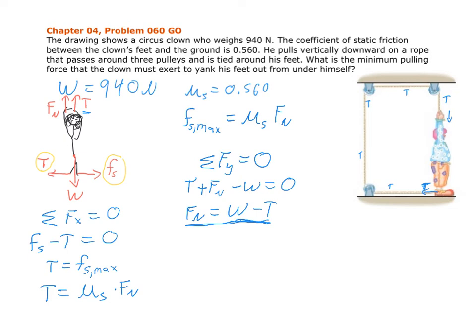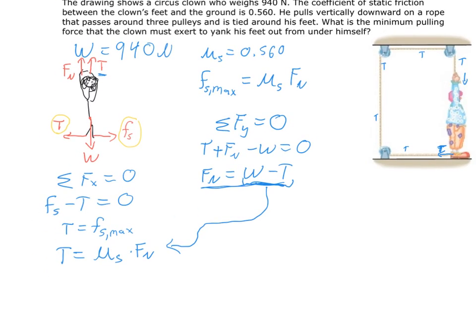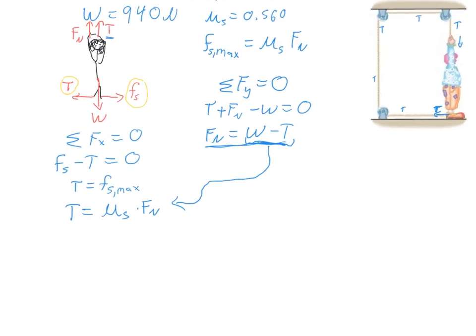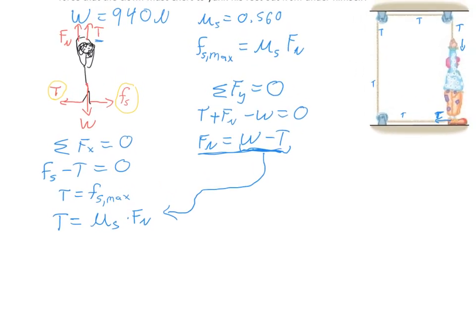And now we don't know the normal force, but we can substitute in weight minus the tension for the normal force. So if we do that, I can come down here. I'm just moving things around to make more space. So my tension is going to be equal to the coefficient multiplied by weight minus tension. And so from there, it now just becomes algebra to where you can solve for the tension force.